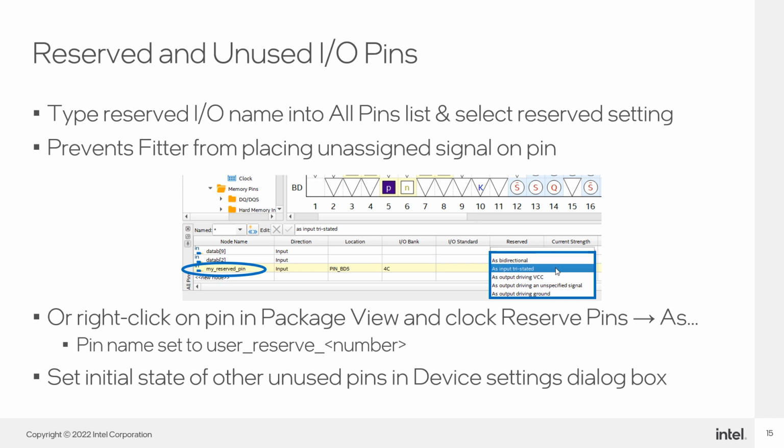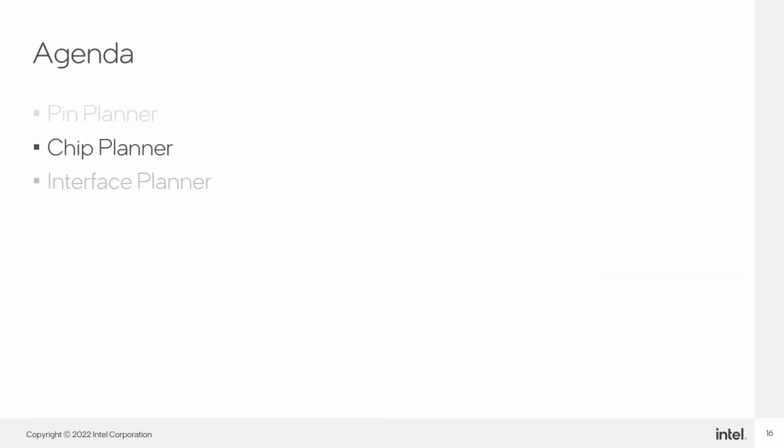As a side note, it's a good idea to go to the device settings and select the initial state for other unused pins using the same options available for reserved pins. Do this to make sure that the state of these pins is in line with their potential connections to the printed circuit board. We'll look at how to do this in a moment. Next, let's talk about Chip Planner.